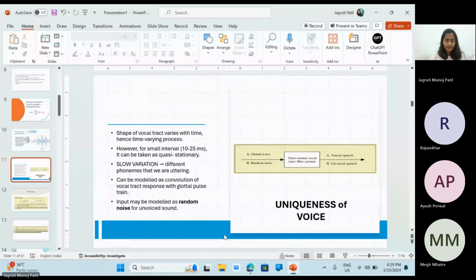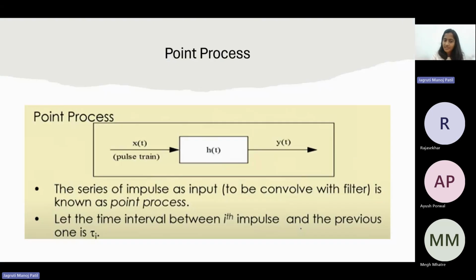That is our point process. What happens in a point process is essentially the same: we have a response and then we convolve it with the filter's impulse response, and then we get Y of t. From here I've used all the slides that sir has given in his lecture, just to maintain homogeneity.